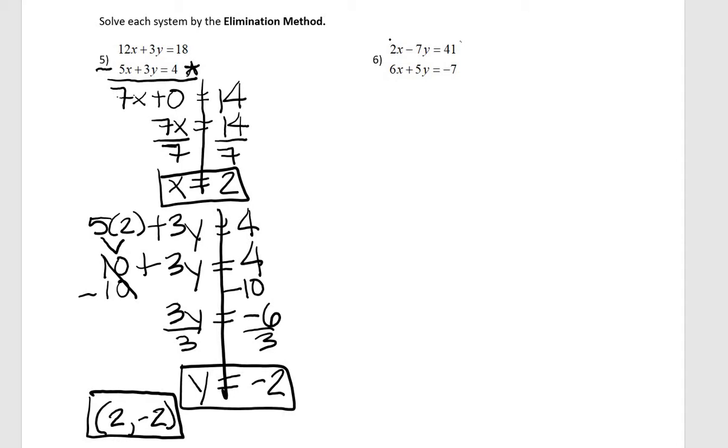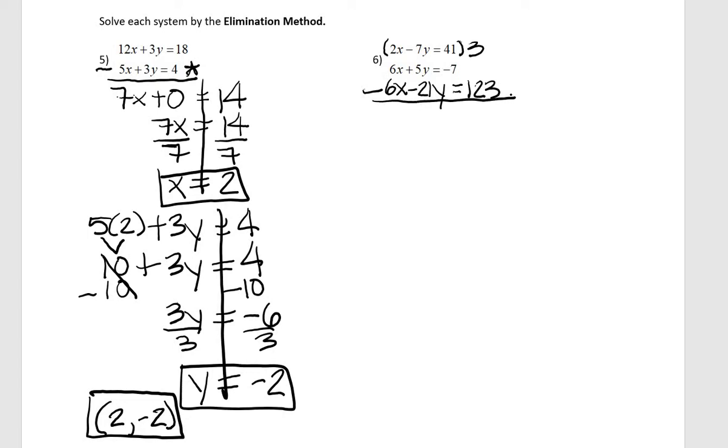So what I can do is just multiply this top equation by 3, multiply everything in the top equation by 3, so that this 2x will turn into a 6x. And then I can eliminate it. So 3 times 2x is 6x. 3 times negative 7y is negative 21y. And 3 times 41 is 123. And so that's the nice thing about math, is there's multiple ways of solving something, and you get to pick whichever way you want. Now that they both have a 6, I'm going to subtract the two equations.